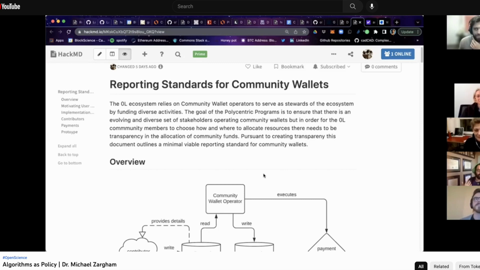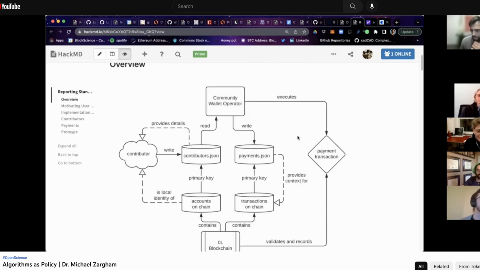But my main research is around communities and the data and stuff. So I wrote these reporting standards for community wallets, which in this case, a community wallet is a bit like a grant program. It pays for labor contributions. But that means that if you want transparency, you need to be able to say something about what labor happened and that it was valuable.